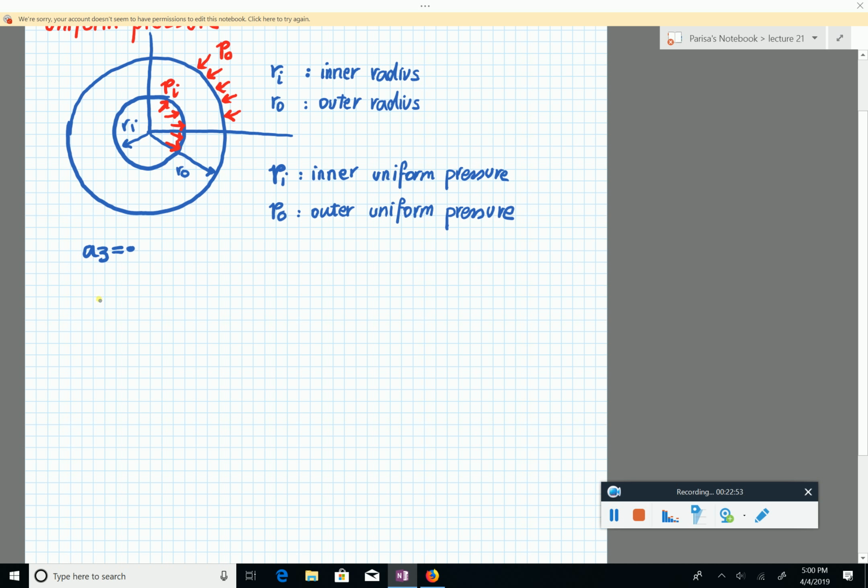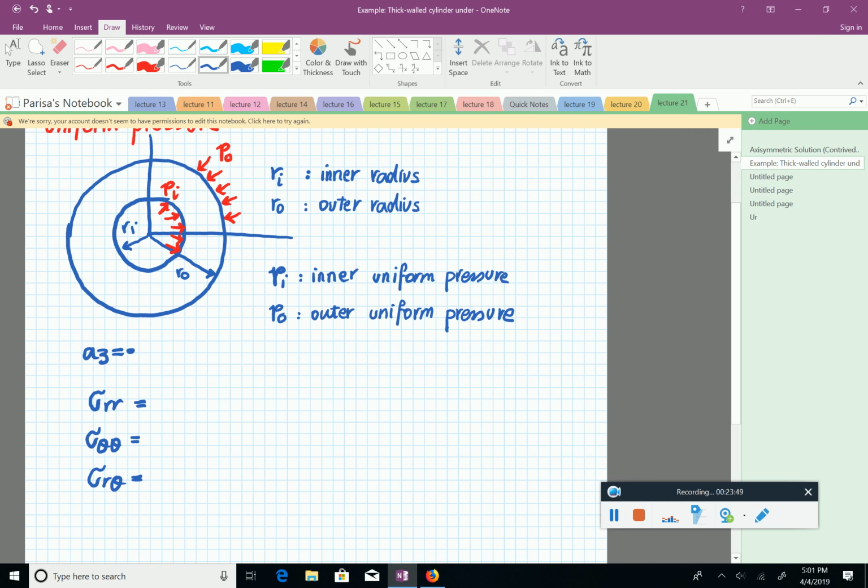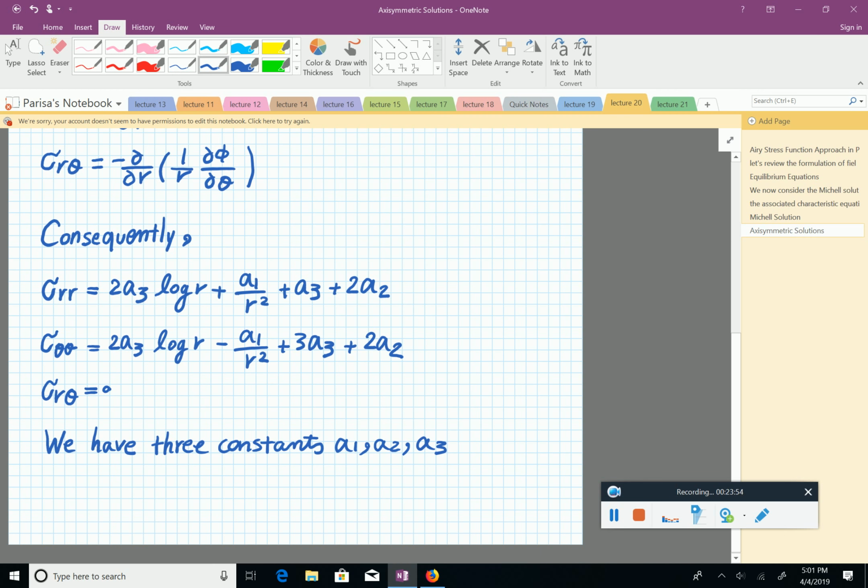So now please look back and see what you would get for sigma RR, sigma theta theta, and sigma R theta. I've written down the equations before, last time. How would they look like? At the end of the class last time, I wrote you, okay, so I hope I can show you that. Just want to make sure that you are with me. So this is how they look like.